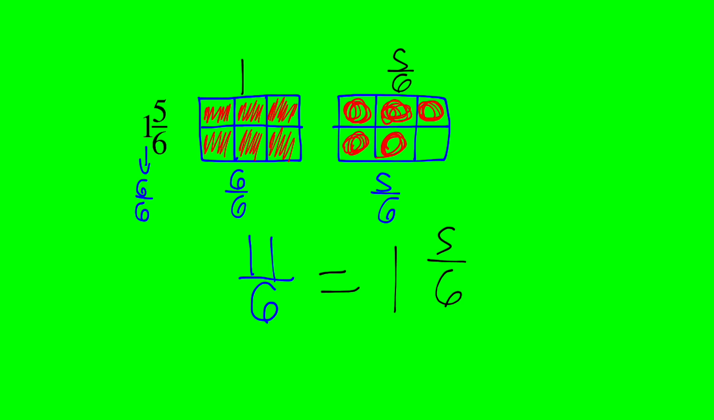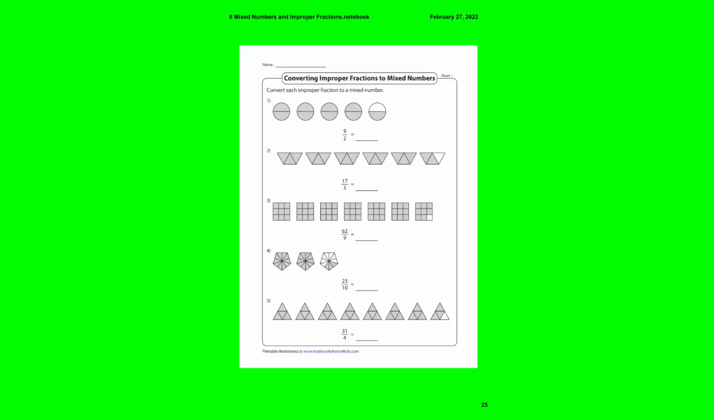Let's look at one more. Let's do 2 and 1/6. So this time, I have to represent 2 wholes. Now, I'm going to divide my shapes into 6ths. The denominator on the fraction part tells me I'm going to make 6ths.